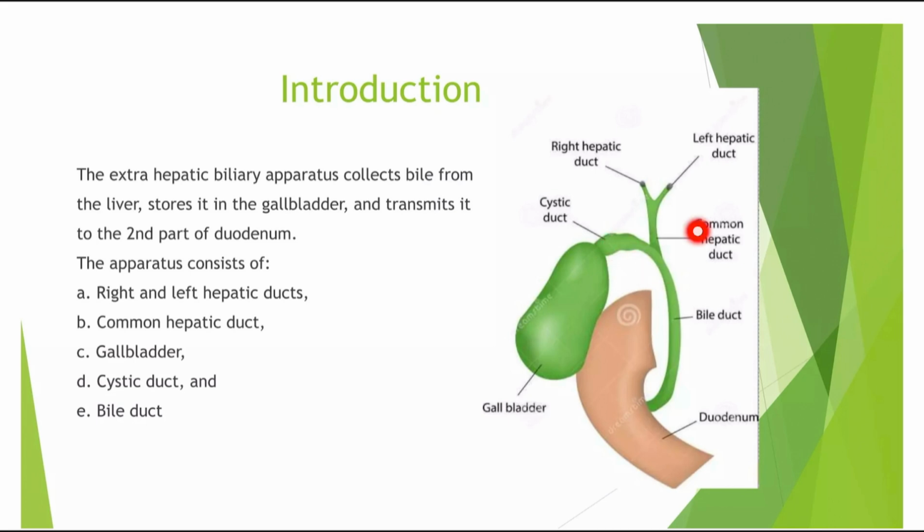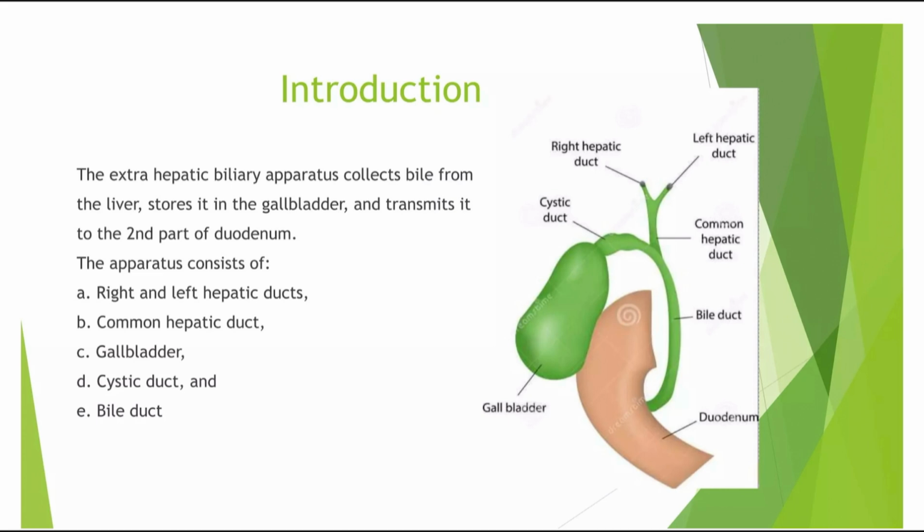This cystic duct and common hepatic duct combine to form the bile duct, which is also known as the common bile duct, that opens into the second part of the duodenum. Yes, these are the constituents: right and left hepatic ducts, common hepatic duct, gallbladder, cystic duct, and then bile duct.